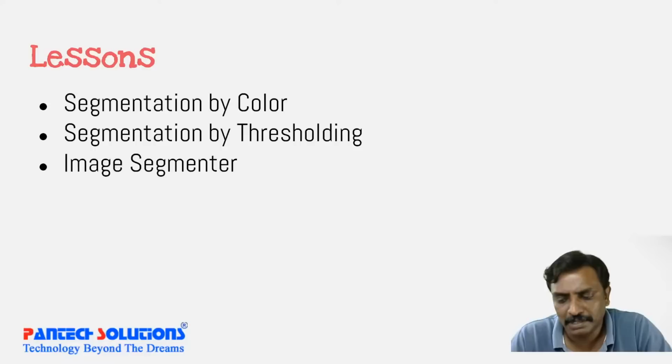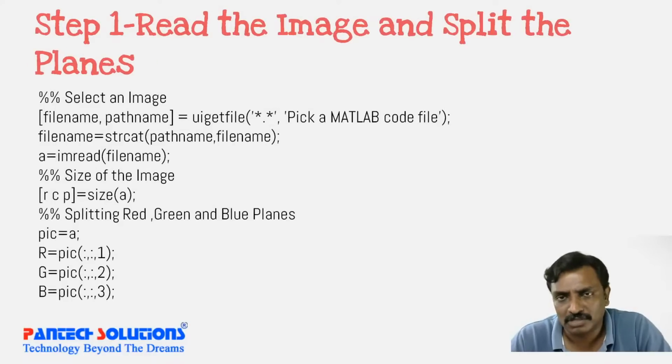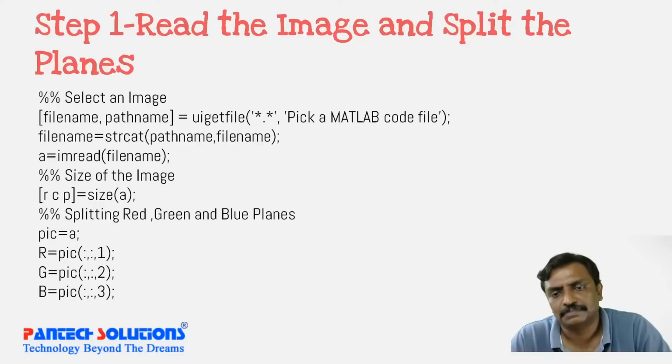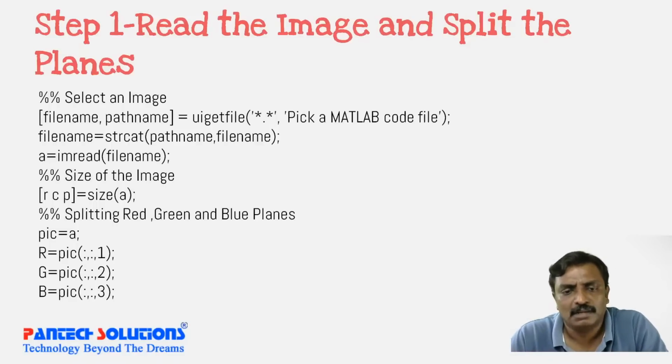For segmentation of color, I will first explain the code and the process, then we can go to MATLAB in detail. In this program, the first thing is uigetfile, which is used to read the image from the current working folder, and strcat is for string concatenation of path name and file name. A equal to imread will read the input image, and size of A gives the number of rows, columns and planes. If it is a color image, P equals 3; if grayscale, P equals 1.